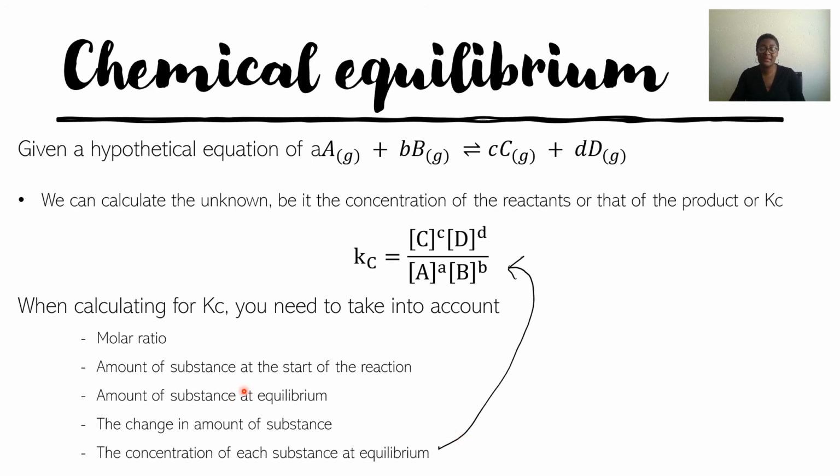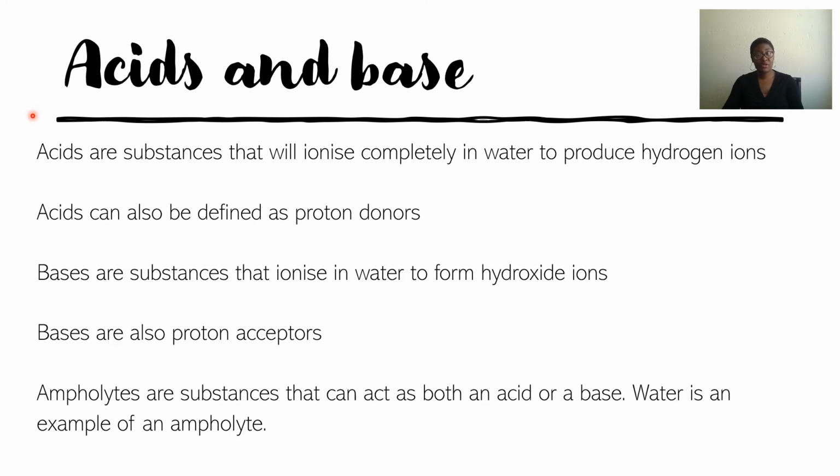You have to take the time. You can't skip all of this. Usually the marks are allocated for each of these steps. So you have to show your molar ratio, you have to show the amount of substance at the start and at equilibrium, and the concentration of each of your substances at equilibrium before you can now state your equilibrium constant.